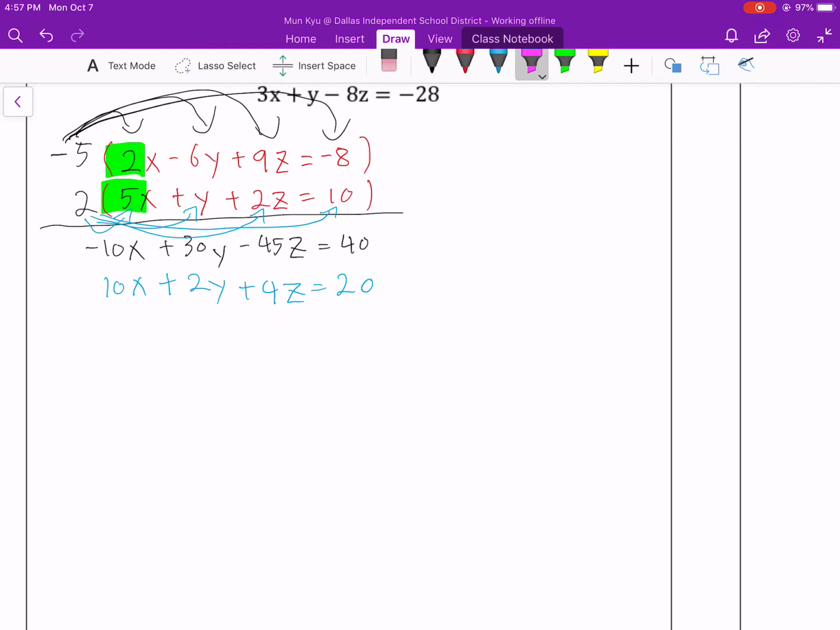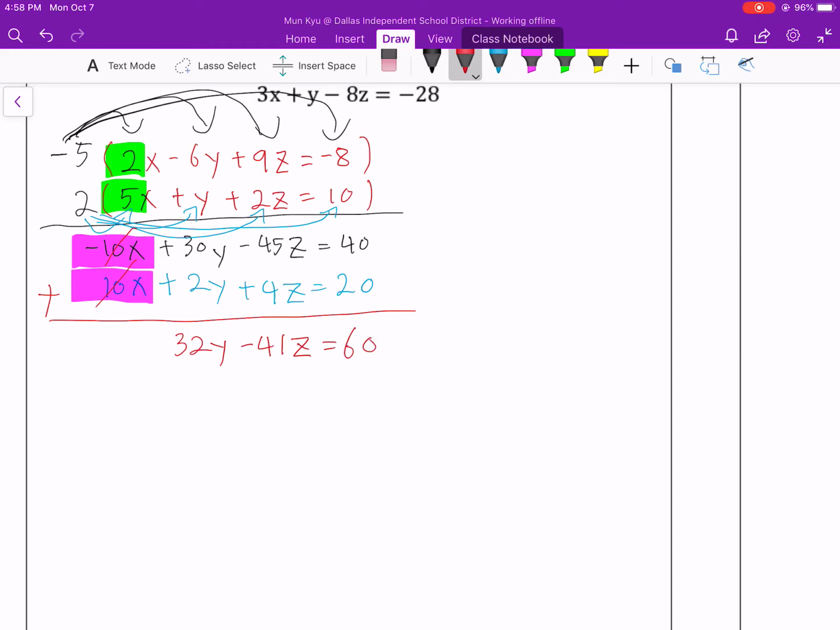So as you can see here, we have -10x and positive 10x, and we can cross them out. And we're going to add the rest together. 30y plus 2y is 32y. -45z plus 4z is -41z. And 40 plus 20 is equal to 60. So here we solved two equations and we have two variables.